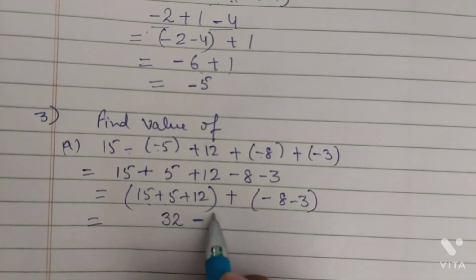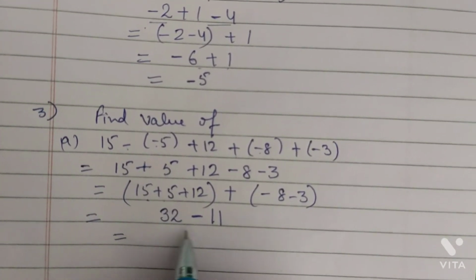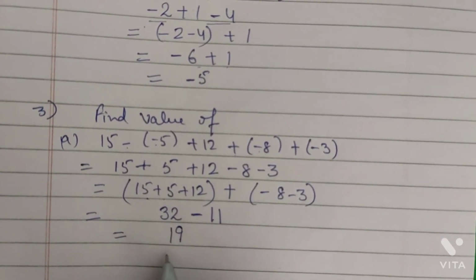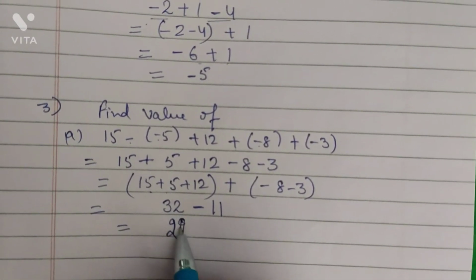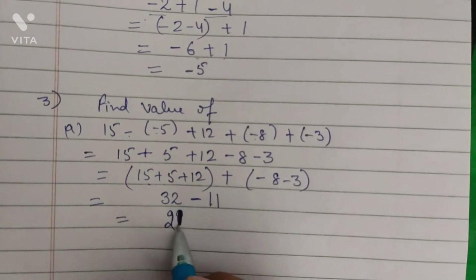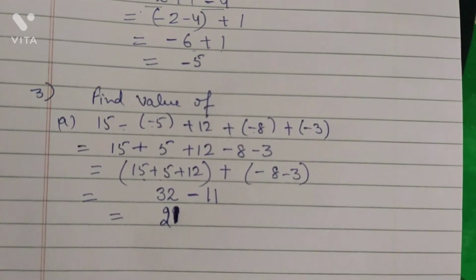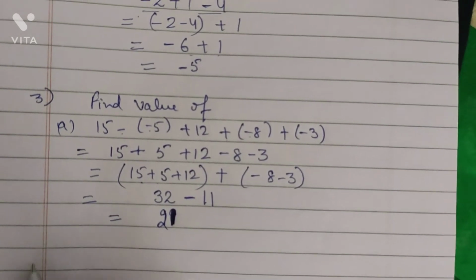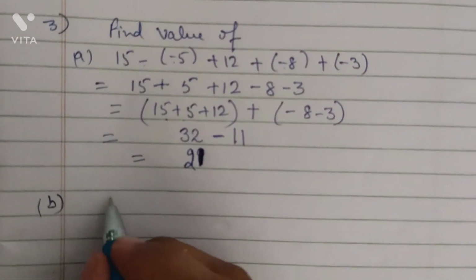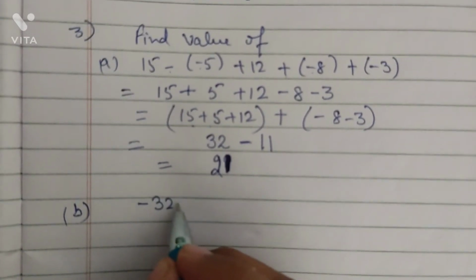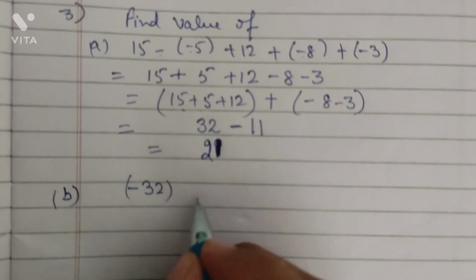Then we will add the numbers of same sign of minus, means minus 11 we will get. If one is of plus and other is of minus sign, then we will subtract these. The result is 21 with positive sign, as 32 is greater.